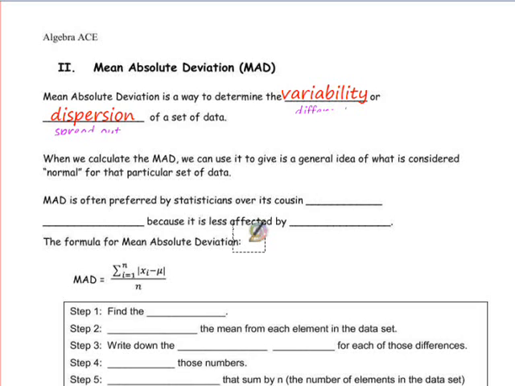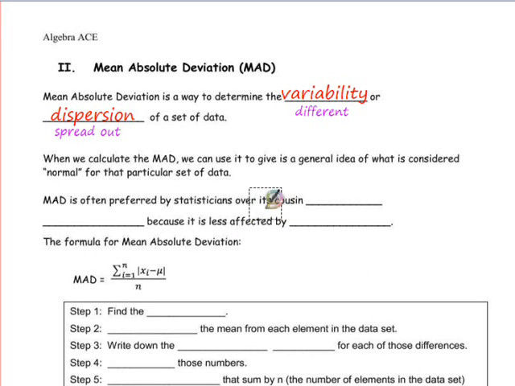When we calculate the mean absolute deviation, we use it to give us a general idea of what is considered normal for that particular set of data. So we're trying to see how different or how spread out the data is relative to itself. We're comparing it to itself.